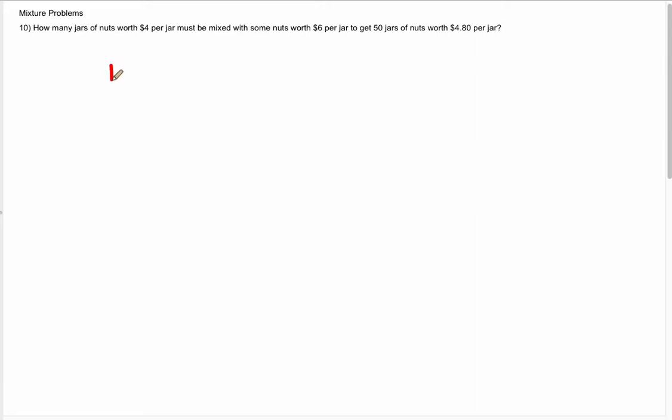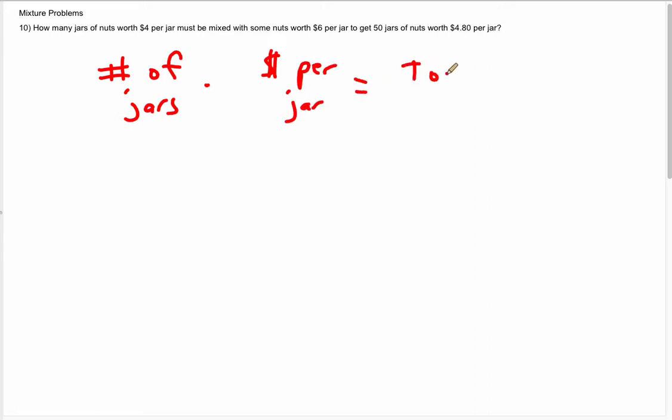And what is it? Number of what? Kilograms or pounds? No, this time it is jars. Number of jars times price per jar equals total cost or total price, something like that. We'll say total cost this time. All right, setting up our chart.